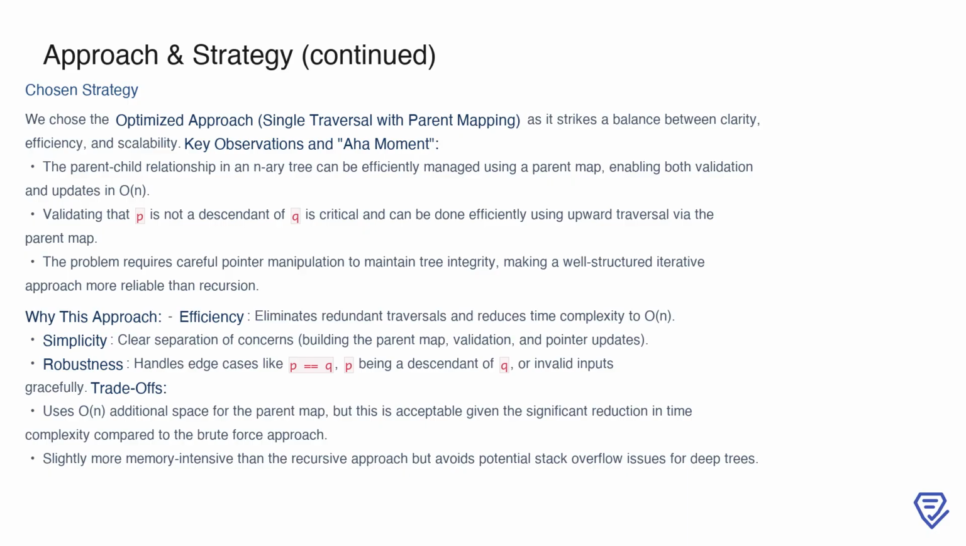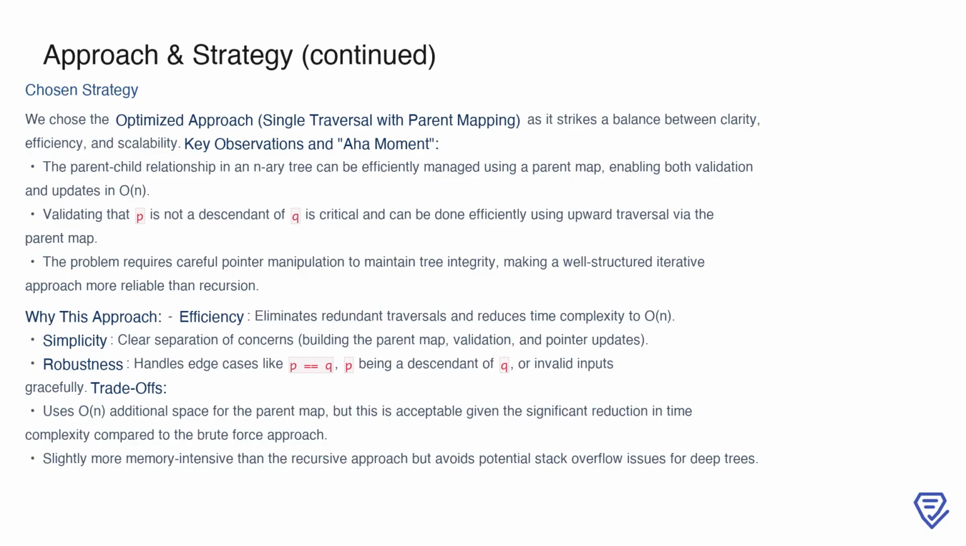This is particularly important for verifying that P is not a descendant of Q, which can be efficiently done by traversing upward from Q using the parent map. Additionally, this structured approach ensures that pointer manipulation is handled carefully, preserving the integrity of the tree. Compared to the brute force method, this approach eliminates redundant traversals, reducing time complexity from O(n²) to O(n).